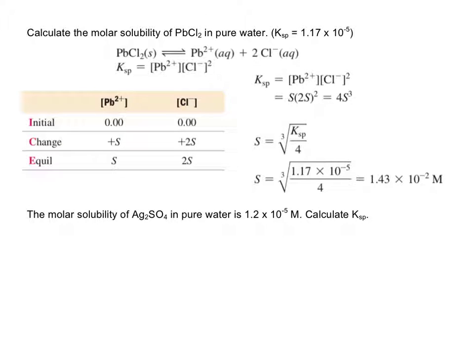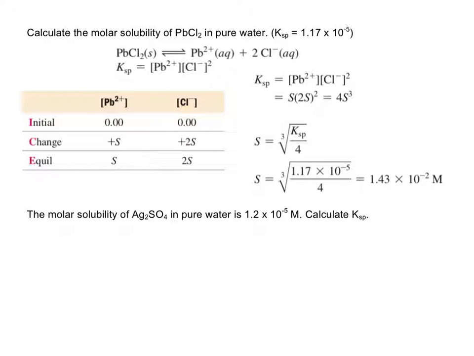All right, so to solve for this, we're going to have to take the cube root. If your calculator has a button that does that, that's great. If it doesn't, you can just do it to the 1/3 power using your little caret, and every calculator has that function. All right, so S is equal to the cube root of 1.17 times 10 to the minus 5th, because that's our KSP, divided by 4. All right, and if you calculate that out, you get 1.43 times 10 to the minus 2nd molar. So that's how much lead chloride will dissolve in water.